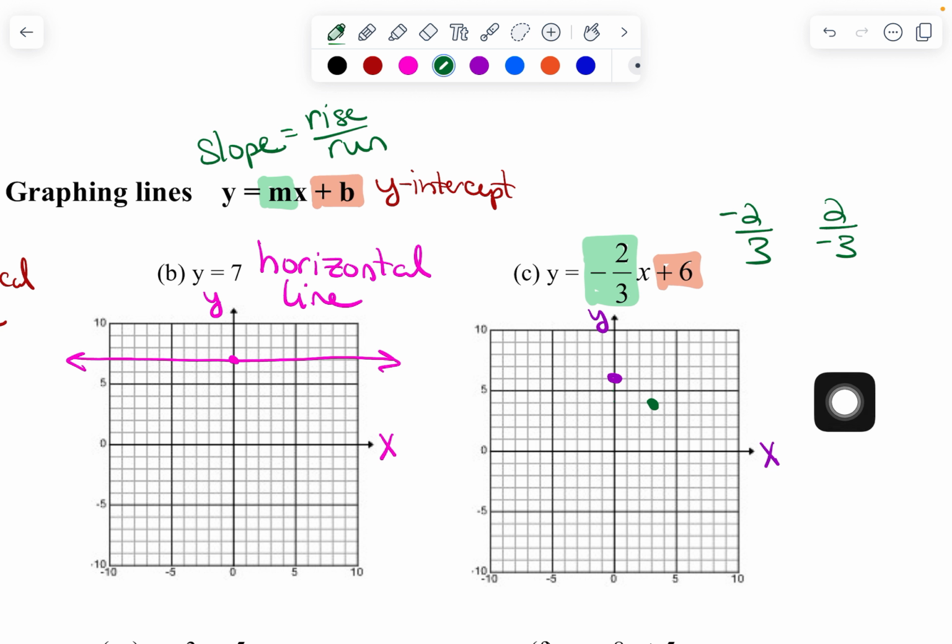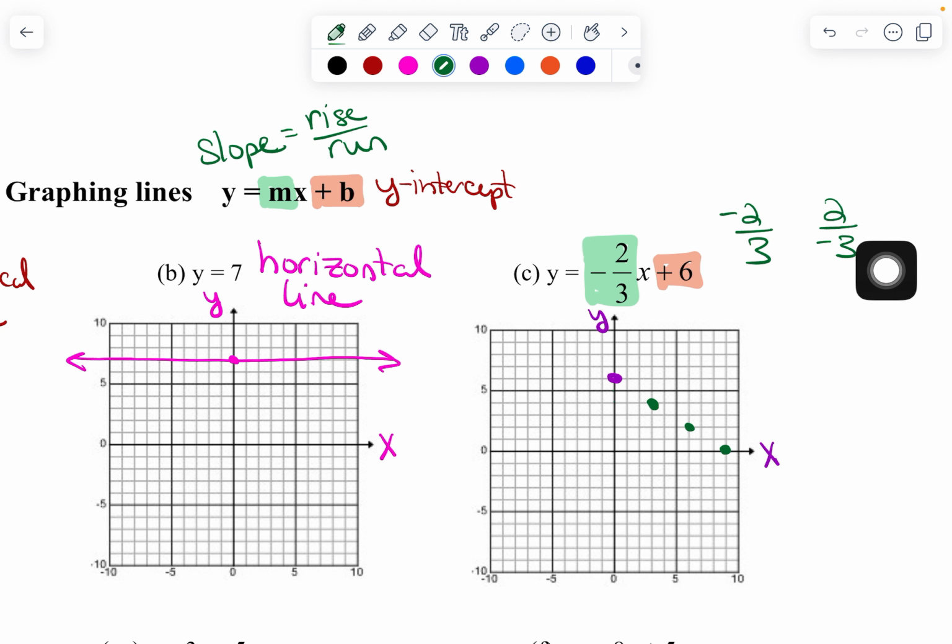And from this point, I'm going to count again. So down 2, 1, 2, 3, down 2, 1, 2, 3. So I can clearly see this line forming right here. This is great. This is fabulous. Now, remember I said it doesn't matter which one of these 2 you do. So let's say I do the other one.